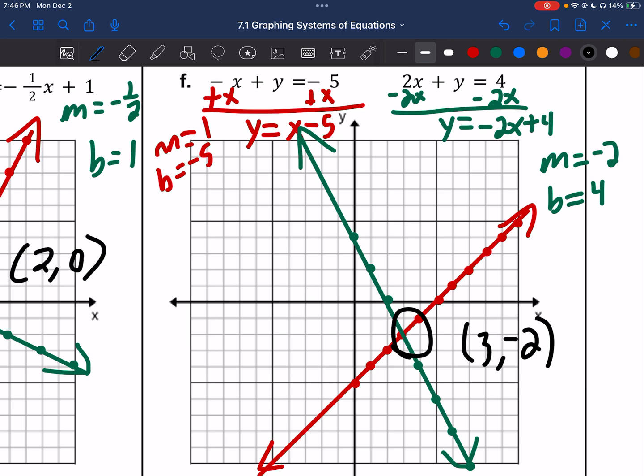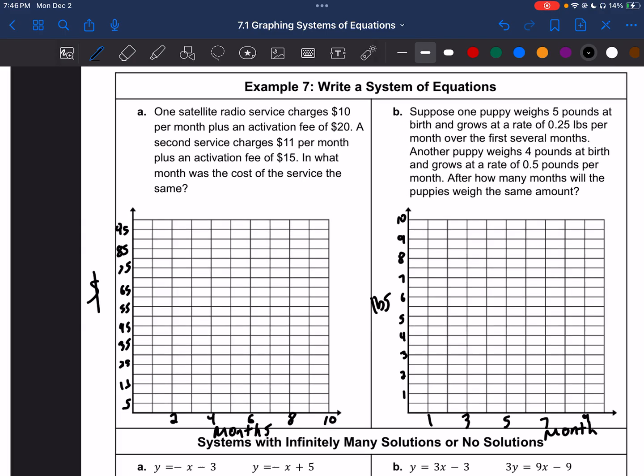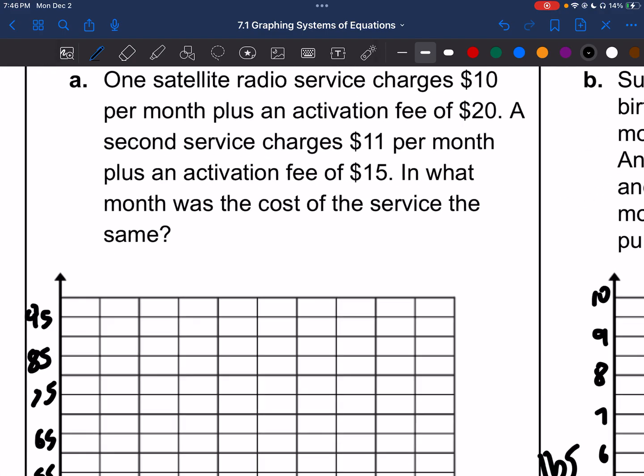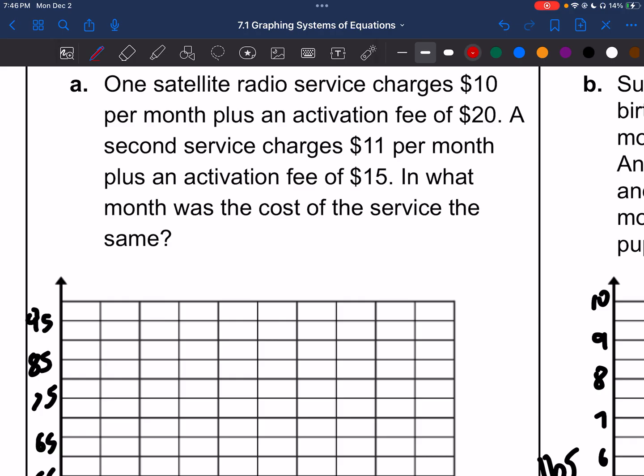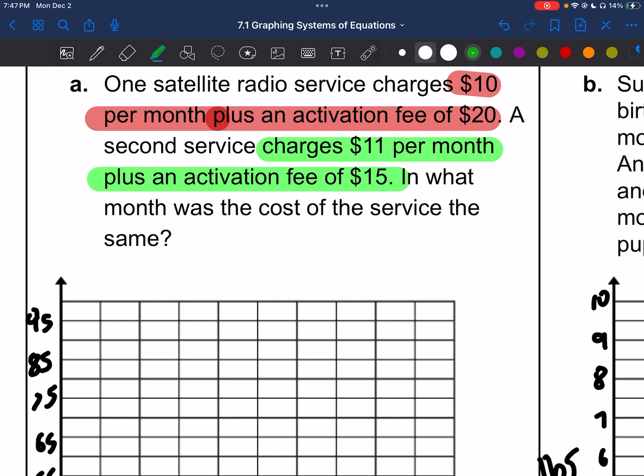All right. So let's take a look at our next page of these notes. Example 7 is writing a system of equations. So first off, we need to break apart the word problem and figure out what it's telling us. One satellite radio service charges $10 per month plus an activation fee of $20. Another service, a second service, charges $11 per month plus an activation fee of $15. In what month was the cost of the service the same?